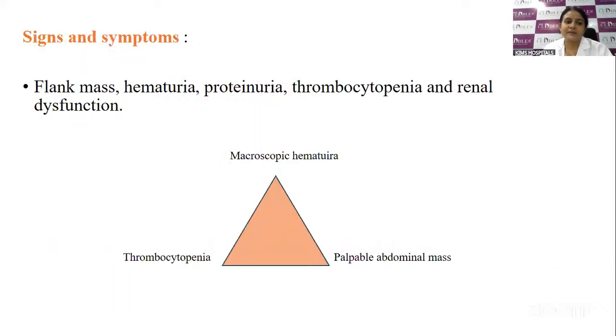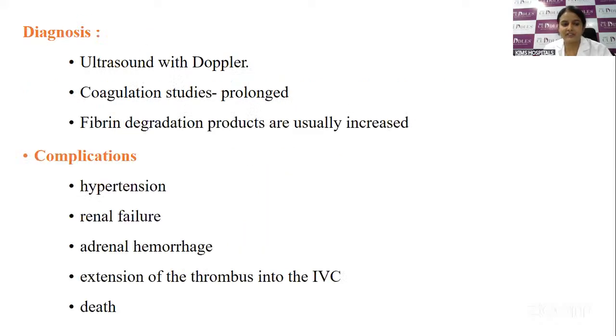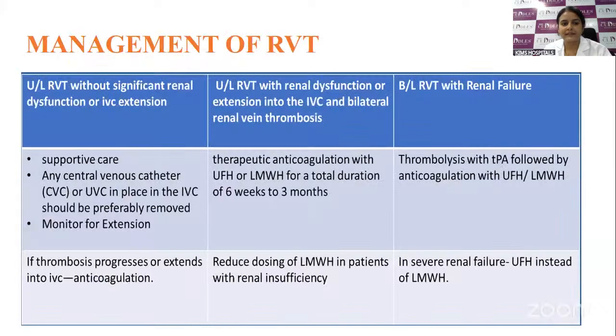Coming to the signs and symptoms of renal vein thrombosis, they usually present with a triad of palpable flank mass and microscopic hematuria along with thrombocytopenia. The other features include proteinuria and renal dysfunction. The diagnosis is confirmed with ultrasound with Doppler. Whereas the complications include hypertension, renal failure, adrenal hemorrhage, extension of the thrombus into the inferior vena cava, and death. This renal vein thrombosis is managed based on the involvement of the renal vein.